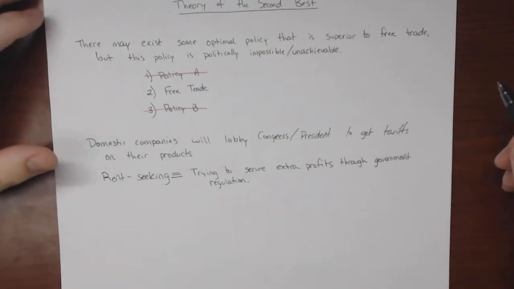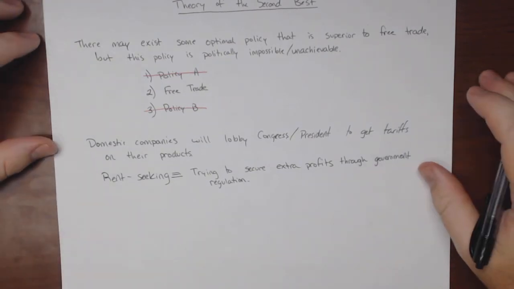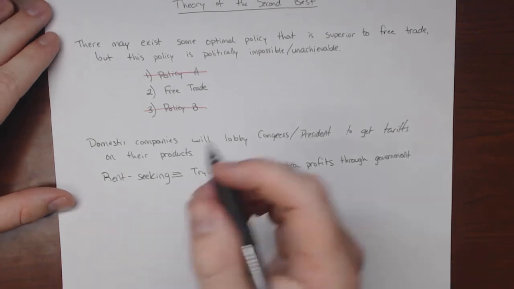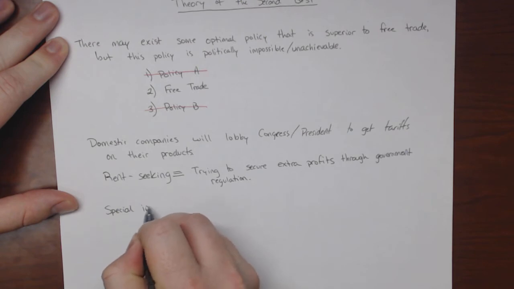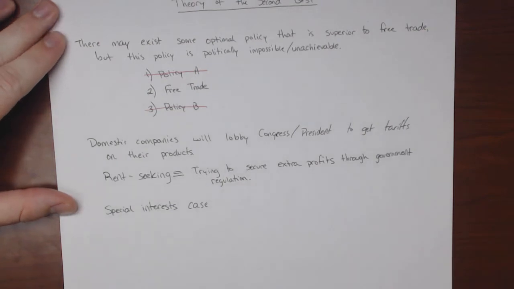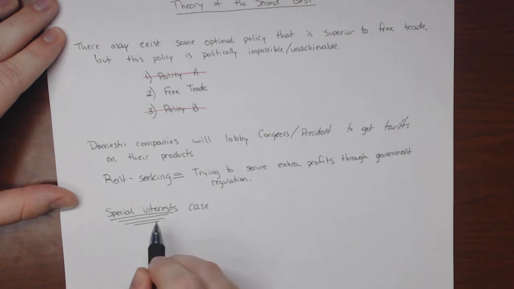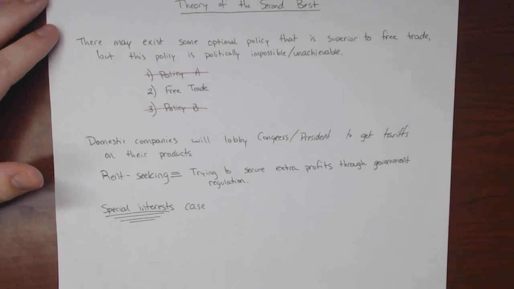Okay, and so the argument goes that domestic companies will lobby Congress and the president to get tariffs on their products, thereby increasing their own profits. Okay. Another way to think of this is as a special interest case, where special interests, people who are particularly interested in a certain industry, have a strong incentive to try to get additional benefits that they want to secure.